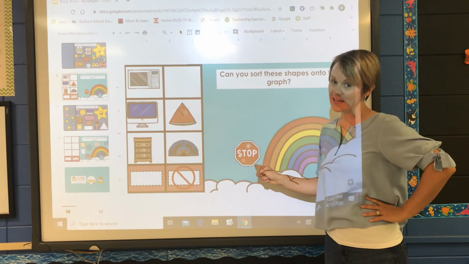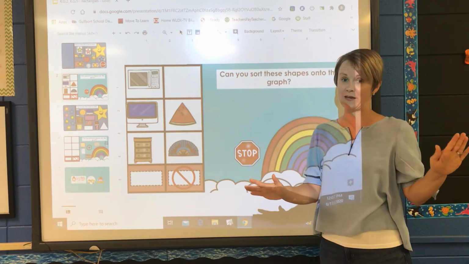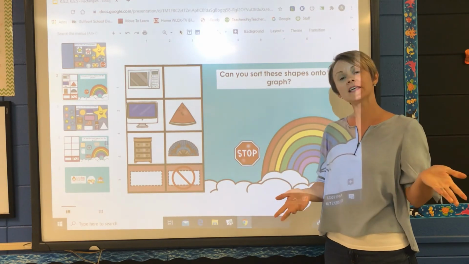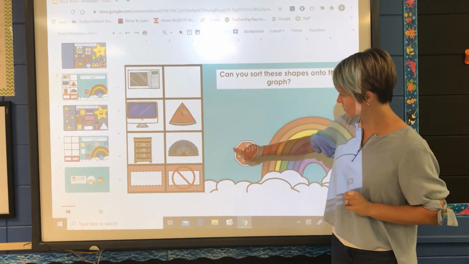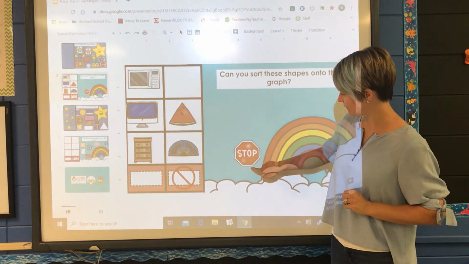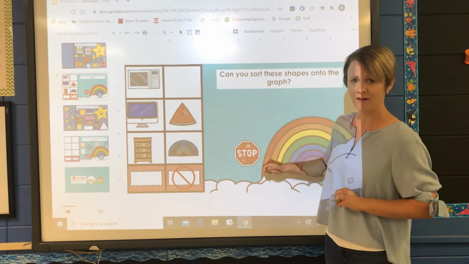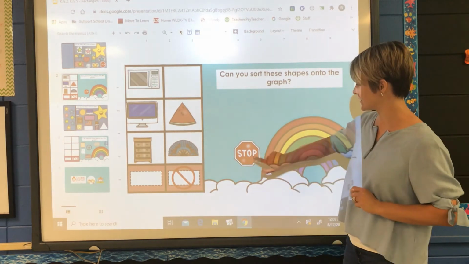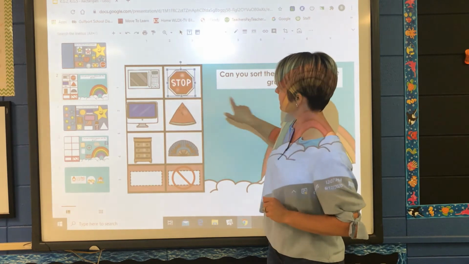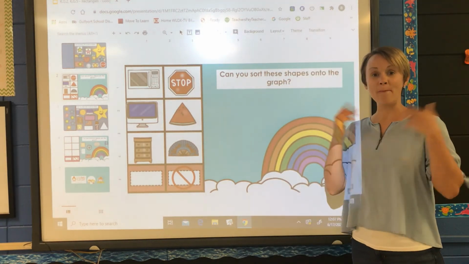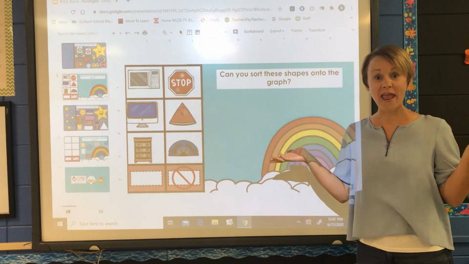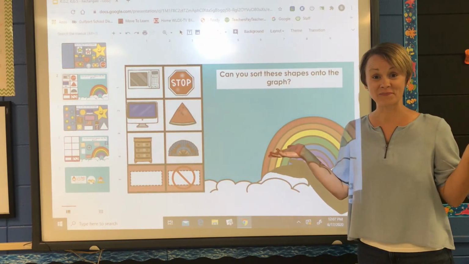And we said the stop sign has way too many straight sides. Let's count his points and see if he has 4. 1, 2, 3, 4, 5, 6, 7, 8. He's definitely not a rectangle. Super job, friends. I bet now you could even make a rectangle.